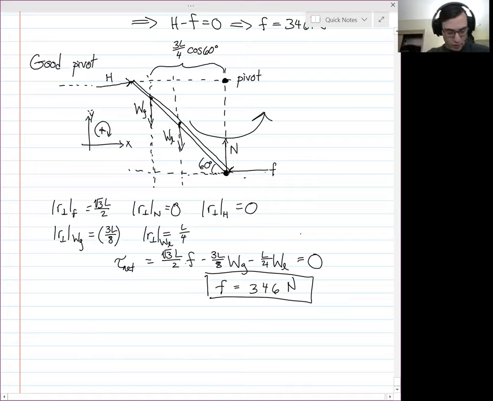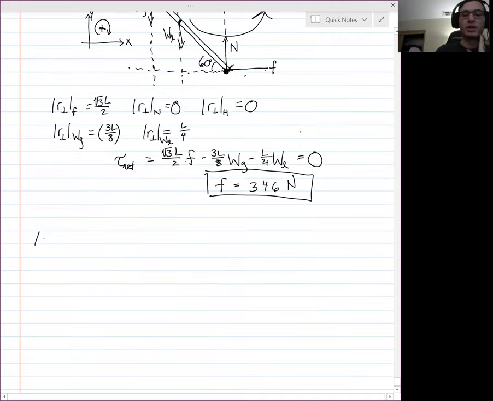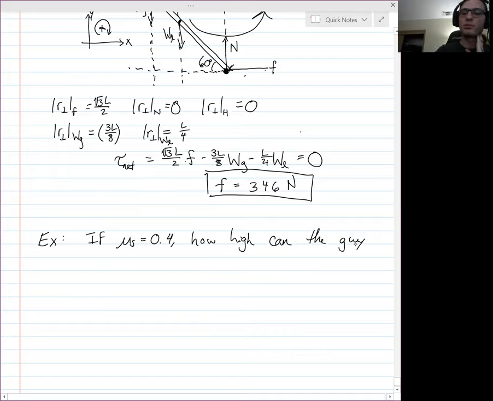Right. So those are examples of a good and a bad pivot choice. They both will get you the same answer. The bad pivot choice is not wrong to choose. It'll just make your life a little bit harder. So an example-type problem that I could ask on a final, for example, would be something like, if mu sub s is 0.4, how high can the guy climb before the ladder slips?